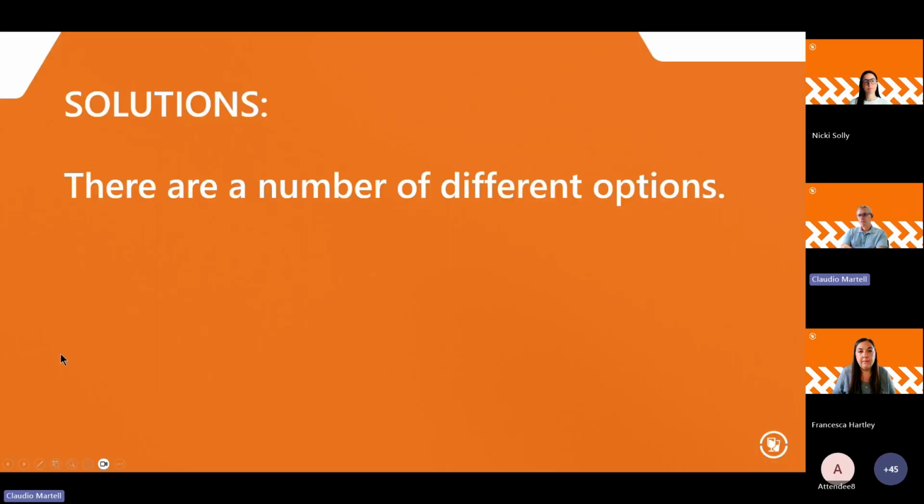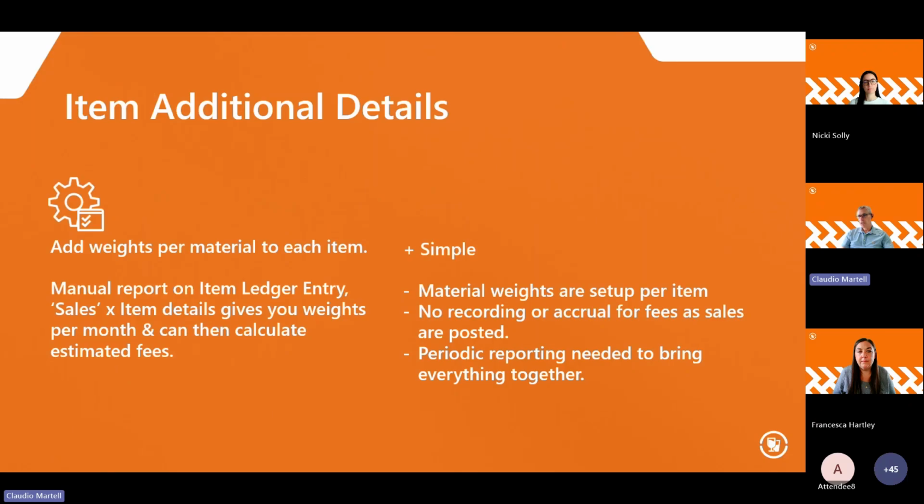So there are a number of different options that we have in the software, and we're going to start from simple to more complex. So the simple tends to be manual. The more complex requires a bit of setup and process, but it does mean that things are more automated. So starting at the simple end, we do have item additional details in the software. So against an item, we can record the weights of each material against an item. That's as much as it does in terms of setup.